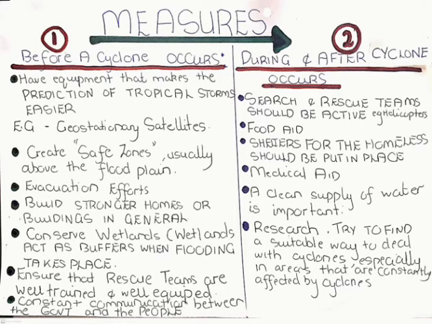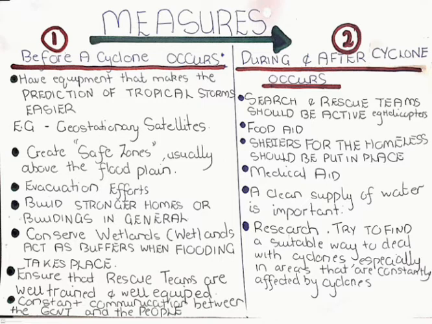Now we're going to take a look at some of the things that can be done before a cyclone occurs, as well as during and after a cyclone takes place. Before a cyclone occurs, the government should make an effort to invest in advanced technology, or at least advanced equipment, for example, geostationary satellites, which helps in the easier prediction of tropical cyclones.